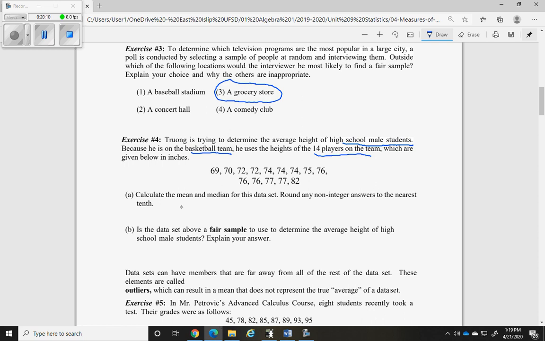But they do ask me to calculate the mean and the median for the set of data, and we have to round to the nearest tenth. So why don't you figure that out? I already figured it out that the mean is 74.6 and the median is 74.5.